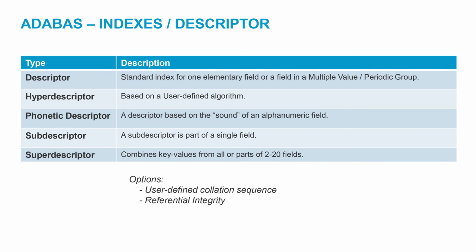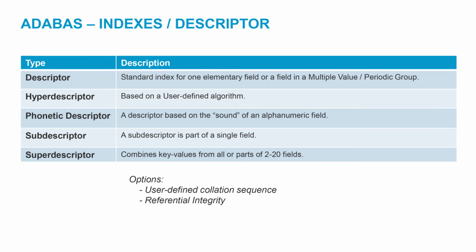The name for a key or index in Adabas is the descriptor. You can add descriptors to all field types, including the periodic groups or multiple value fields. This means, for example, that adding a descriptor to the sailors' languages would allow us to search for all sailors that speak Spanish.